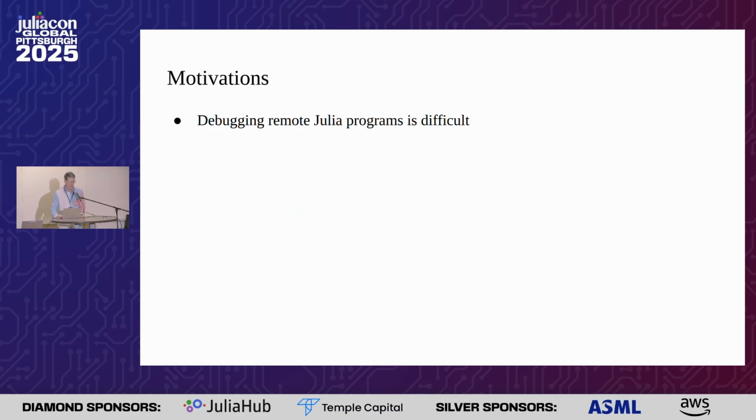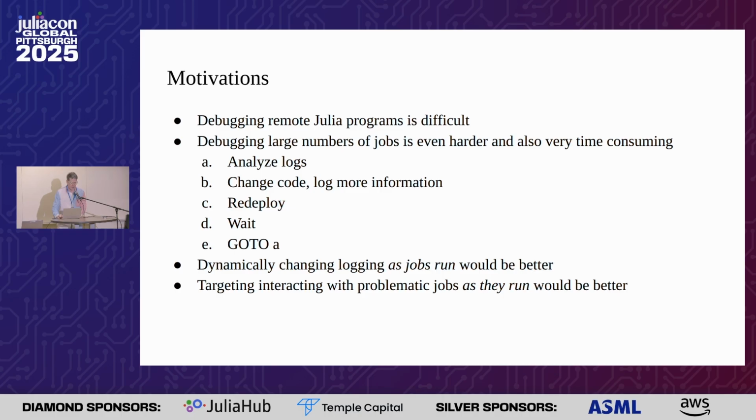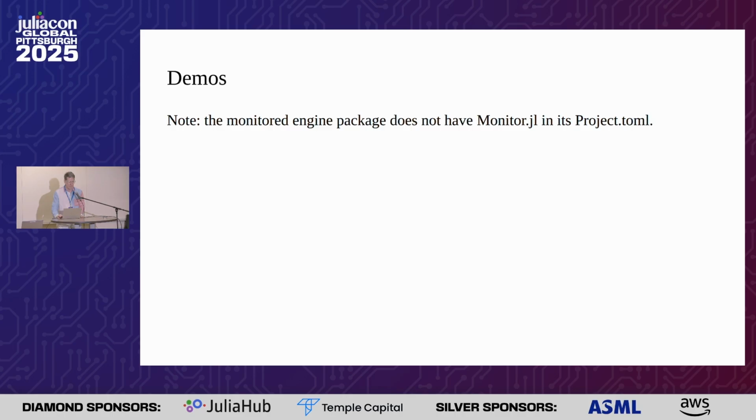The motivation is that debugging remote Julia programs is difficult. Large numbers of jobs is even harder and time-consuming because you analyze logs, change code, log more information, redeploy, wait, go to A. Dynamically changing logging as jobs run would be a lot better. And targeting and interacting with problematic jobs as they run would be even better.